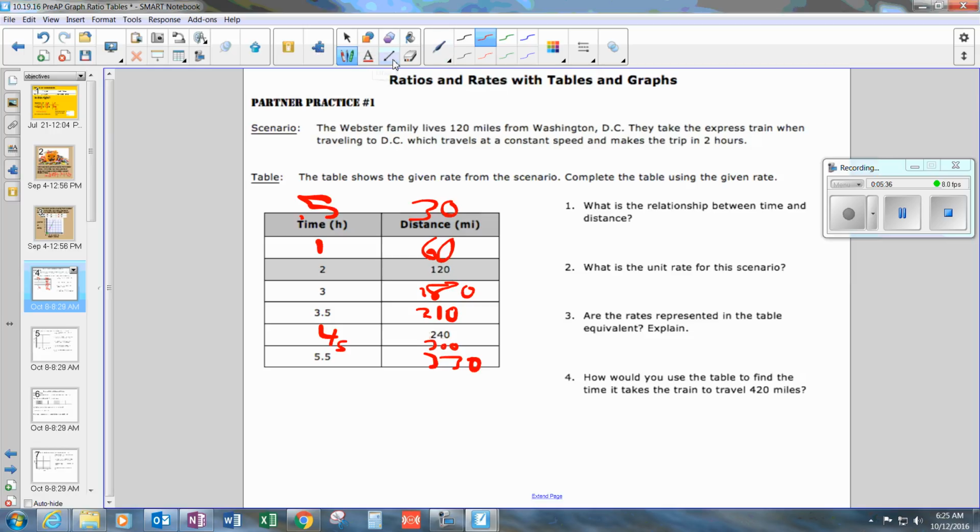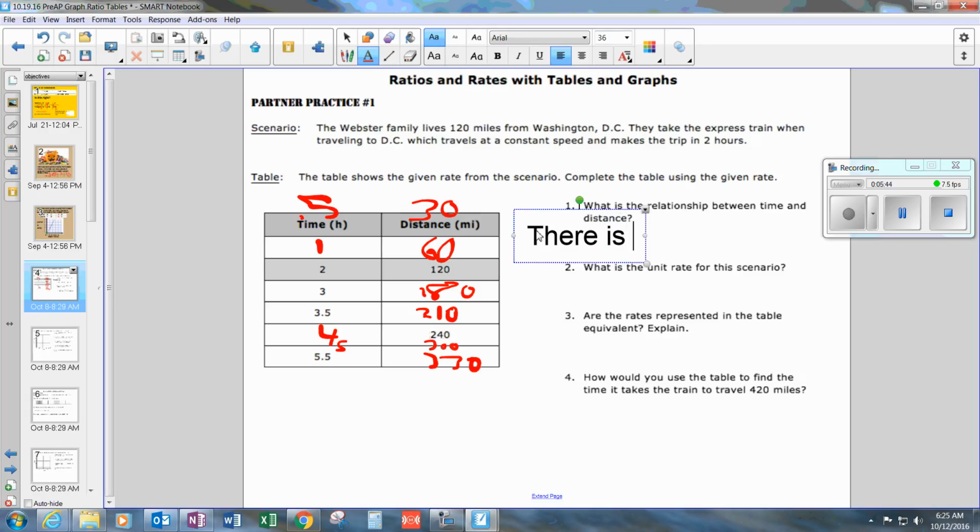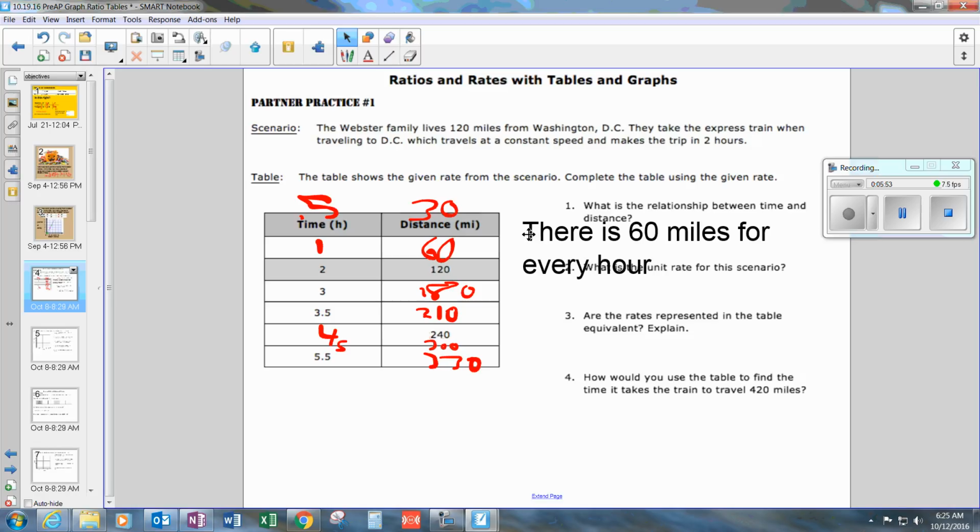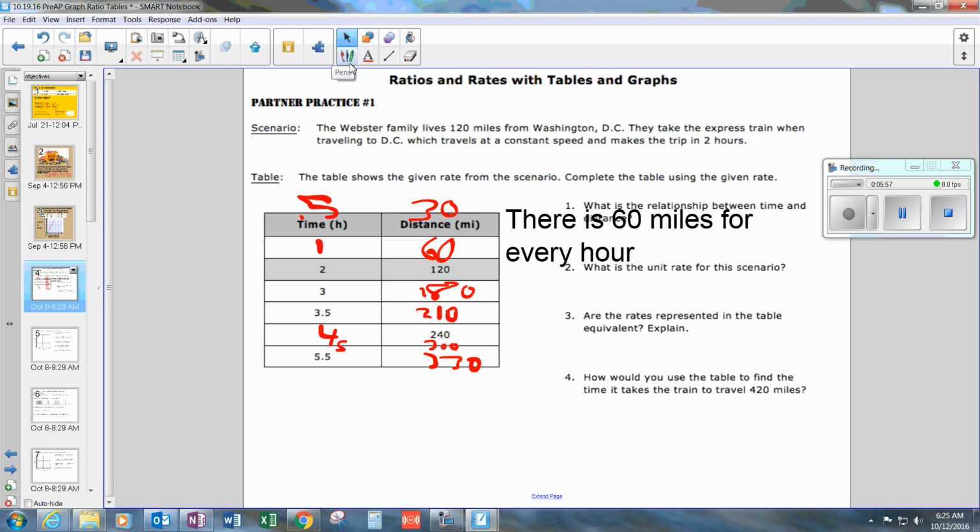The relationship is there is 60 miles for every hour. That's the relationship I see. What is the unit rate for this scenario? The unit rate is 60 miles per every hour, or for each hour.